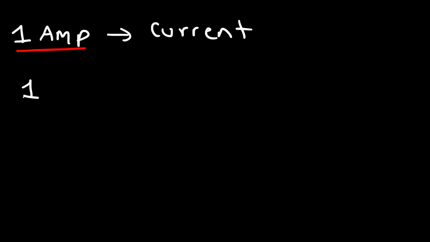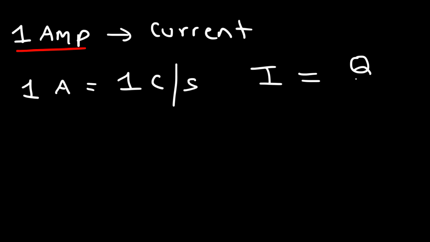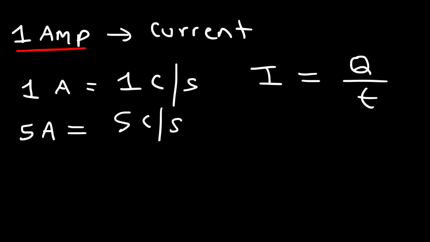1 amp is equal to 1 coulomb of electric charge that flows per second. So current, which is represented by the symbol I, is equal to charge divided by time. So it's the rate at which electric charge flows. So let's say if we have 5 amps of current, that means that 5 coulombs of charge is flowing past a given point every second.